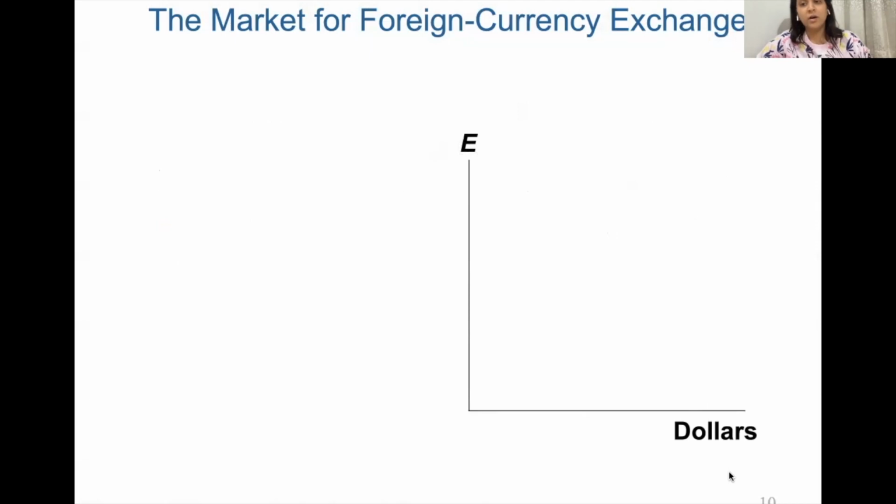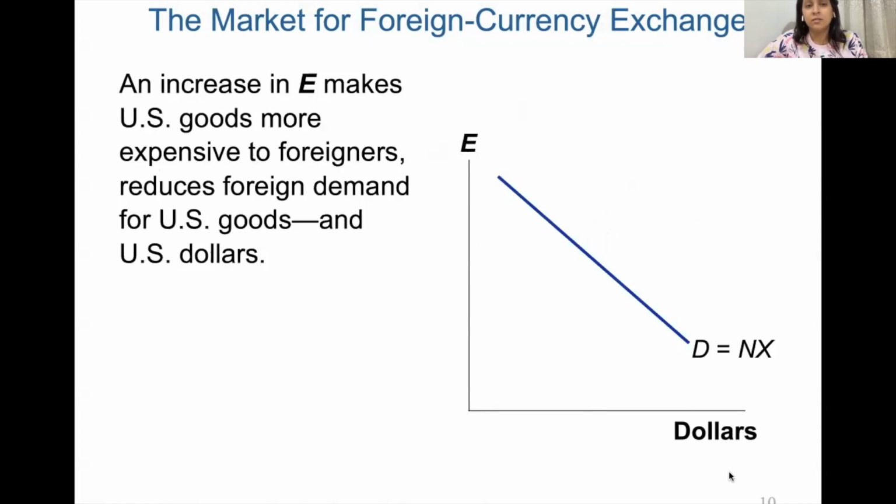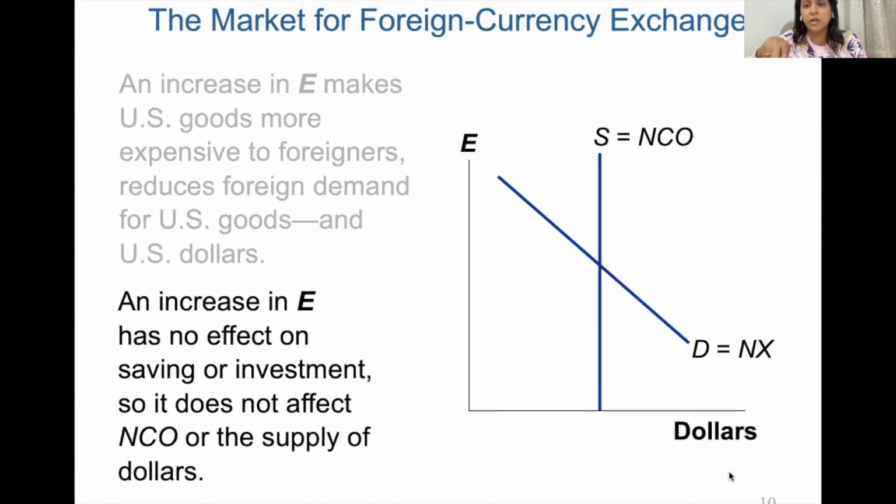Okay, so now we look at the market for foreign currency exchange, and basically the relationship between NCO and the exchange rate. For instance, if there's an increase in your exchange rate value, then your goods, that is the US home country's goods, become more expensive, and that is why it reduces the demand for US goods, right? So then, looking at this graph, if there's an increase in E, it essentially has no impact on savings or investments, right? So that is why your NCO, or the supply, is a vertical line, because that is not going to be impacted by the exchange rate.